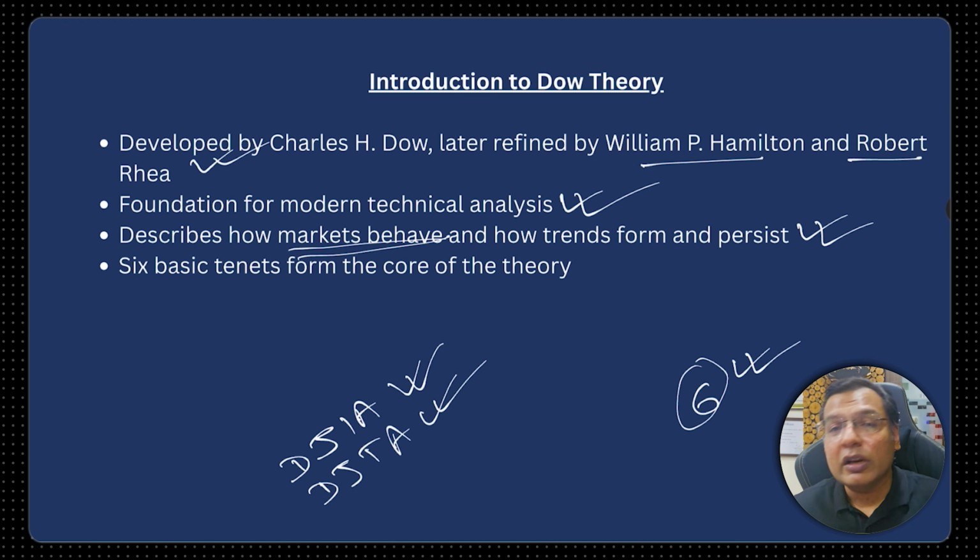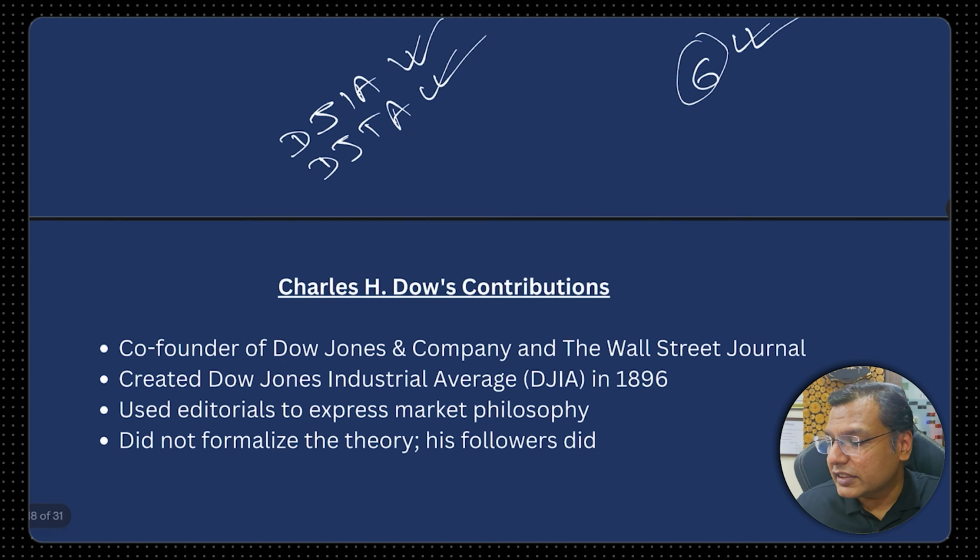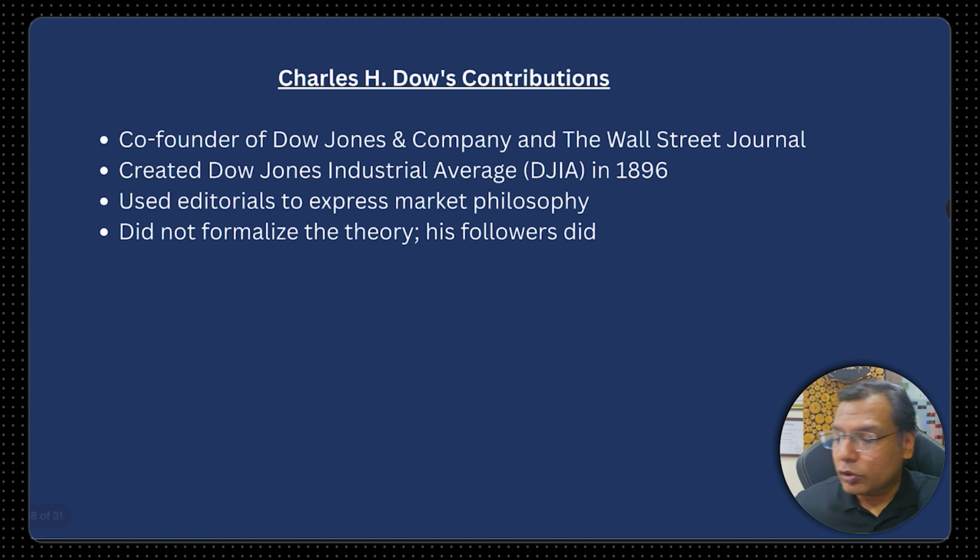It will discuss the trend strength, whether the trend is going to stay, whether the trend is going to change, right? The trend form and trend persistence, everything is discussed in the Dow Theory. So there are 6 basic tenets which form the core of the theory, right? So there are 6 tenets that form the Dow Theory.